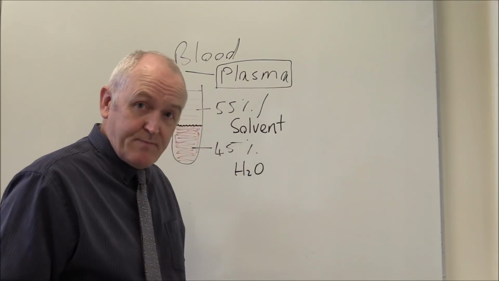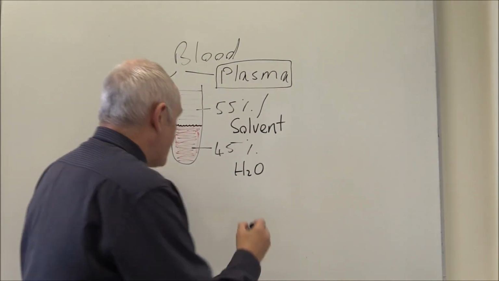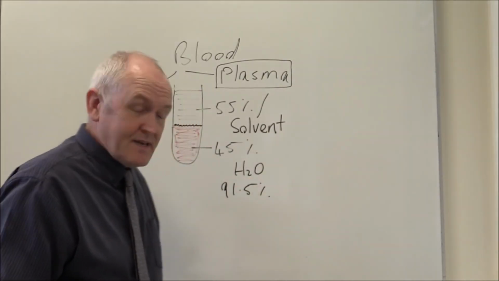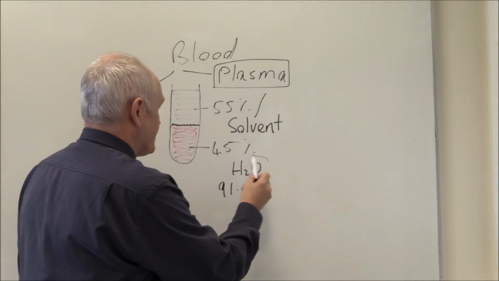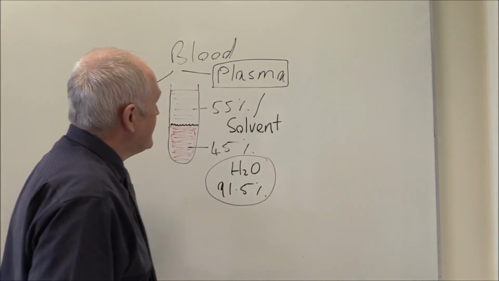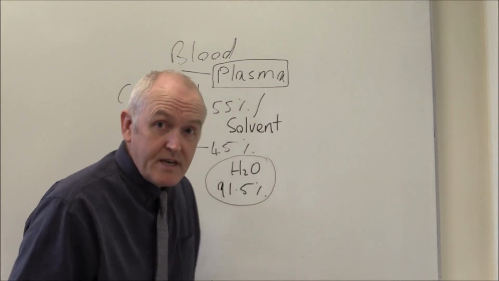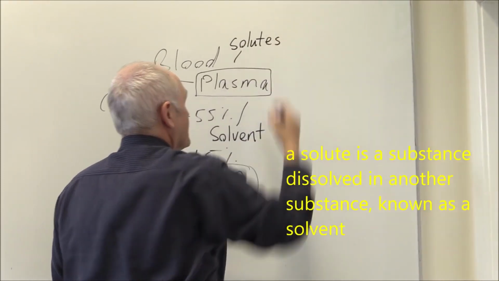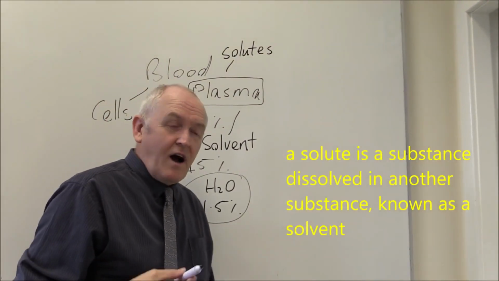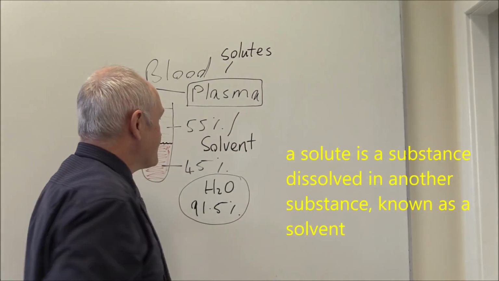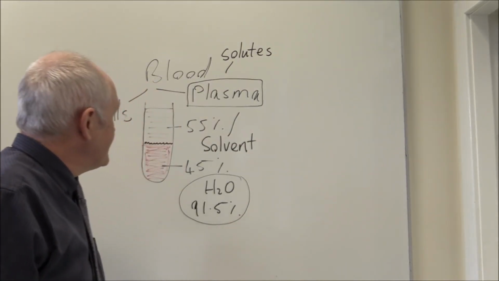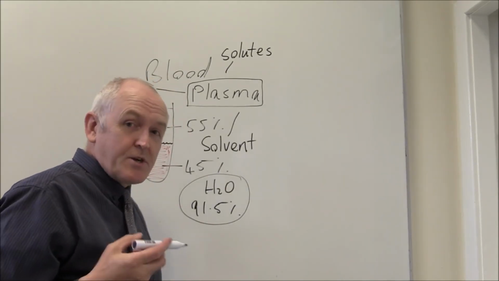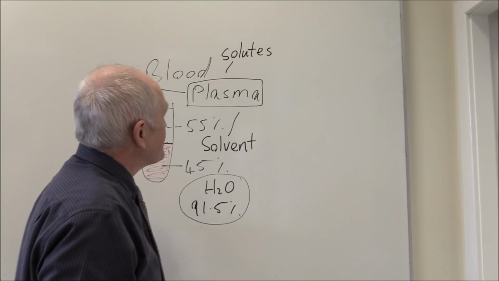And if we just take the plasma without the cells, then about 91.5% of the plasma is going to be water. That is the solvent. And then the other part is going to be the solutes. So the solutes are the materials dissolved in the solvent, that is in the water. So we want to think about these solutes, the components of the plasma.